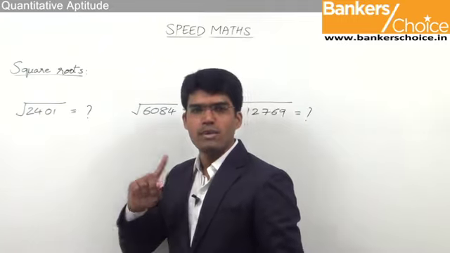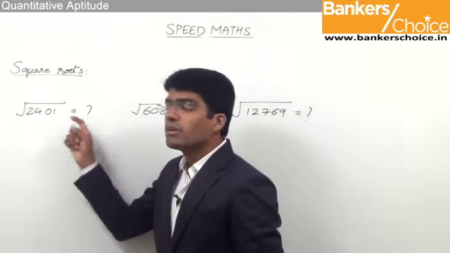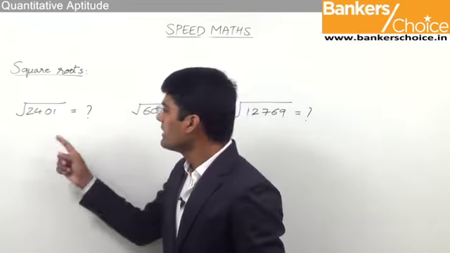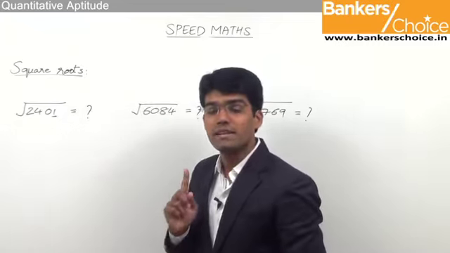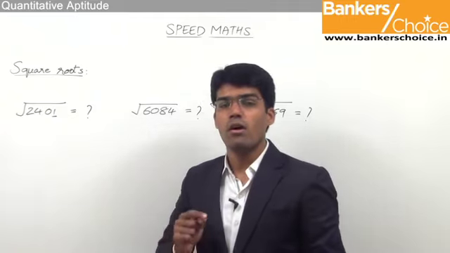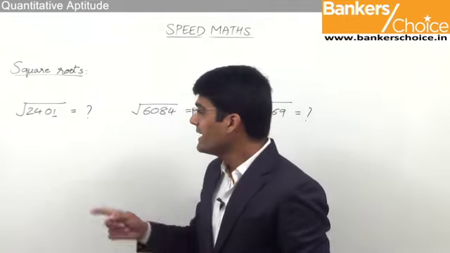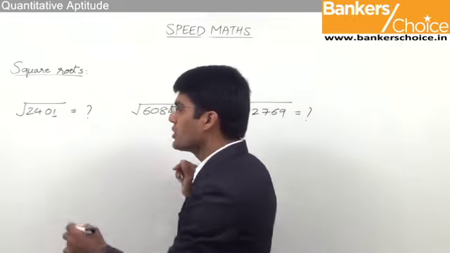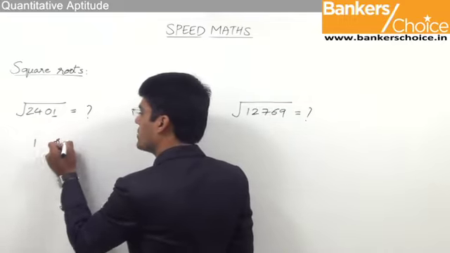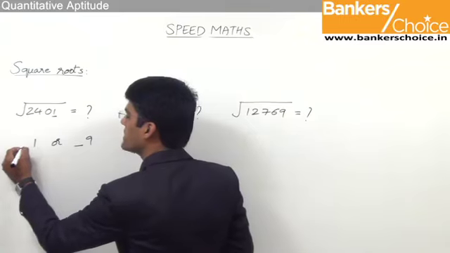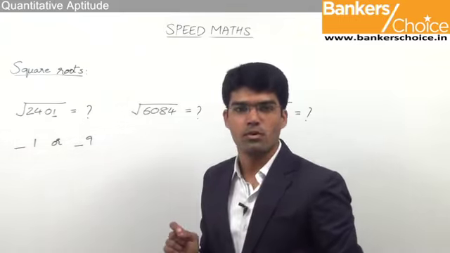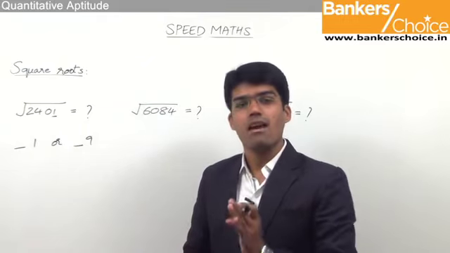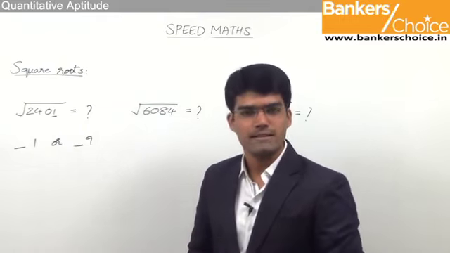Now the first step to be applied here is to check the units place of the given number. Here the number is ending with 1. We very well know that when a number ends with 1, its square root ends with 1 or 9. So very clearly the square root of this number should either end with 1 or it should end with 9. That means the units place of the answer will be 1 or 9. So that's the first step to be followed. First of all, decide what will be the units place for the given answer.